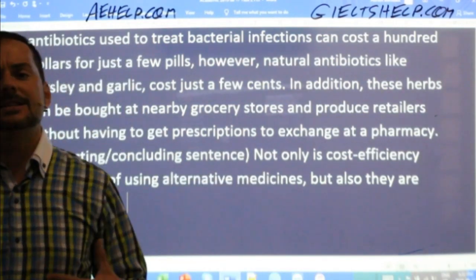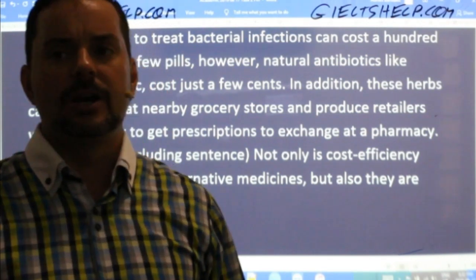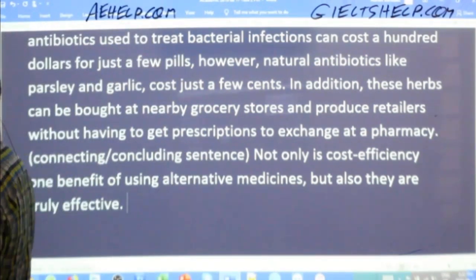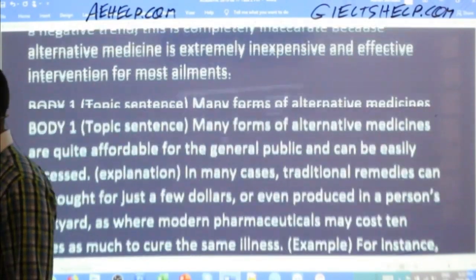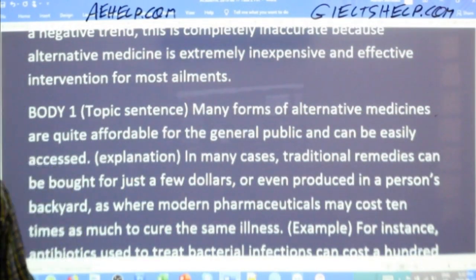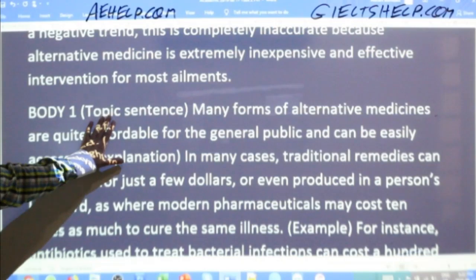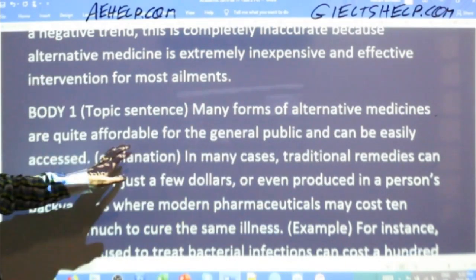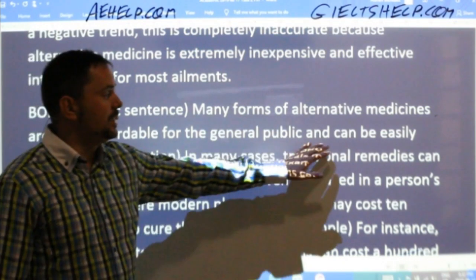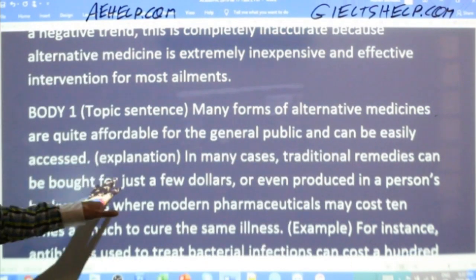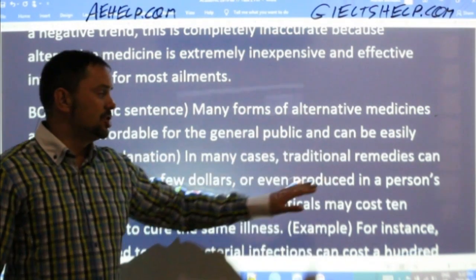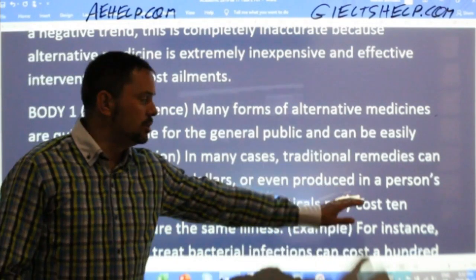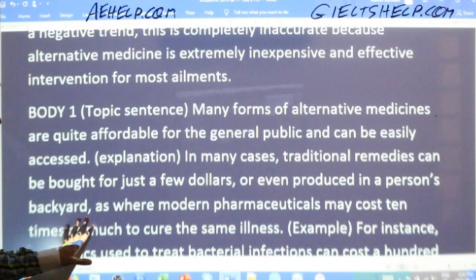All right, let's read the whole body paragraph together to make sure that it makes sense, and then we can go into our second body paragraph. So here we go. Read with me. Many forms of alternative medicines are quite affordable for the general public and can be easily accessed. In many cases, traditional remedies can be bought for just a few dollars or even produced in a person's backyard.